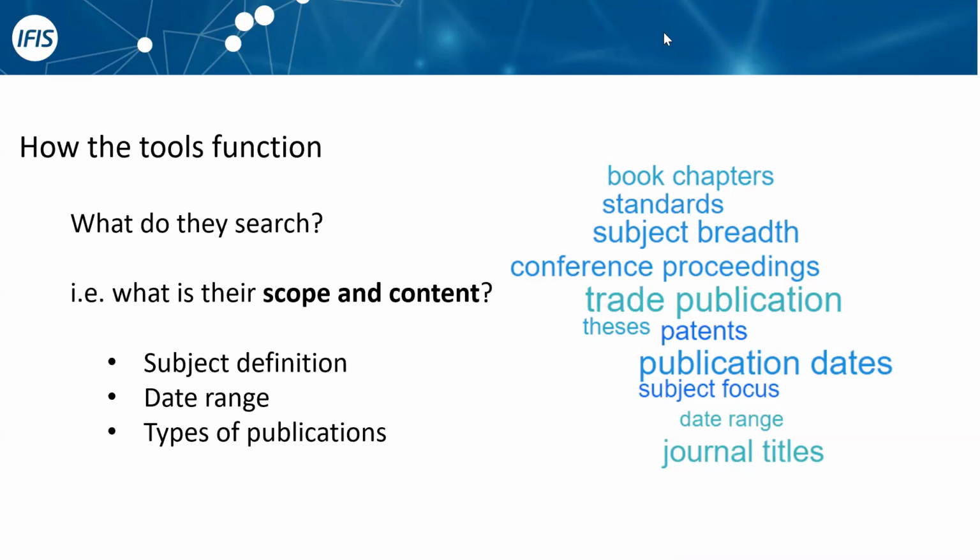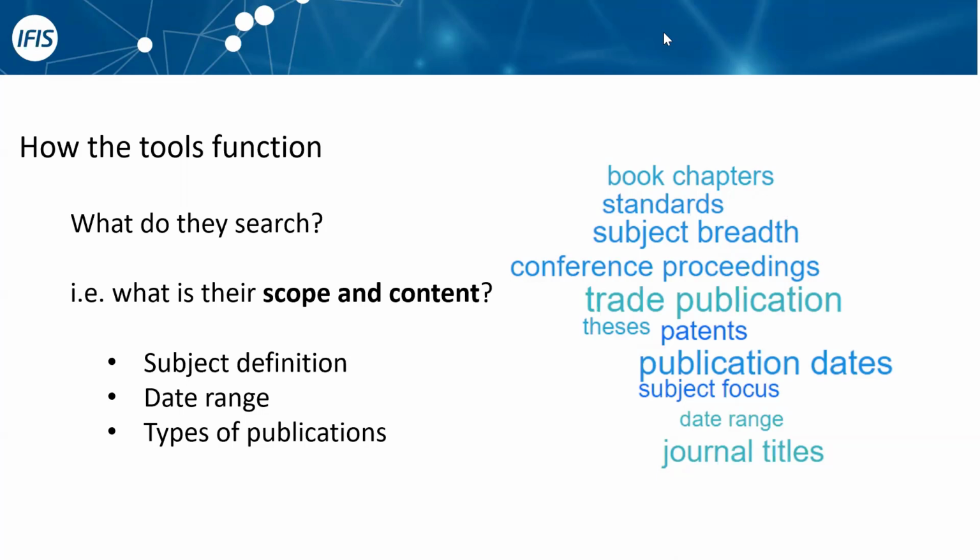And then the last thing is, what kind of publication do you find in there? So are you only finding academic journal literature? Or are you also finding trade publication articles, theses, patents? And so these three things are defining what it is that we expect to find within a database.